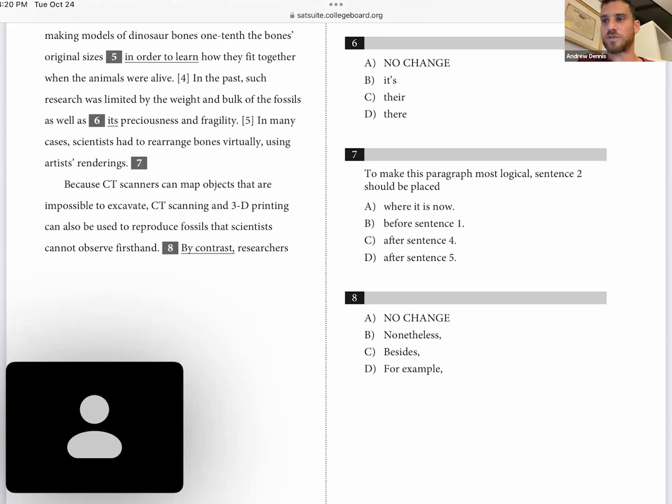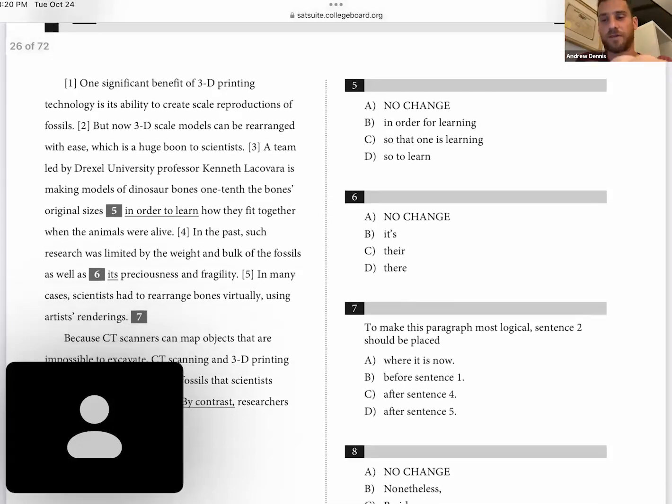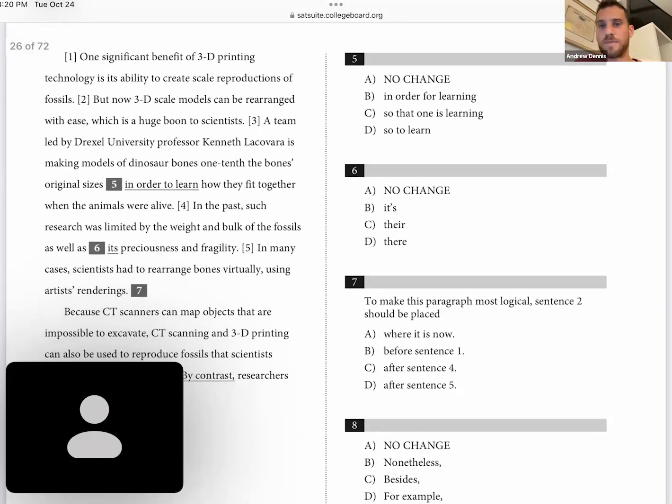To make this paragraph most logical, sentence 2 should be placed. Okay, this one is tough. We're going to have to reread the paragraph and think about it. So in many cases, scientists had to rearrange bones virtually using artist rendering. And where could it be? Where it is now or before sentence 1?